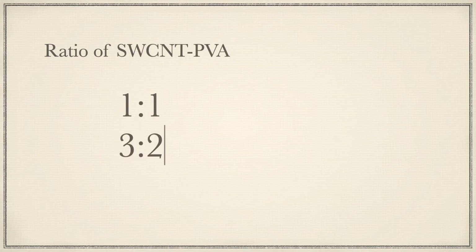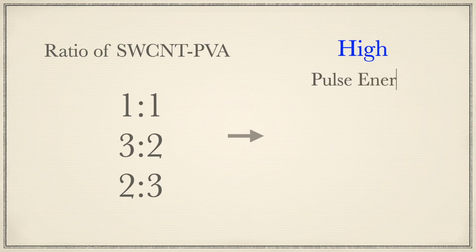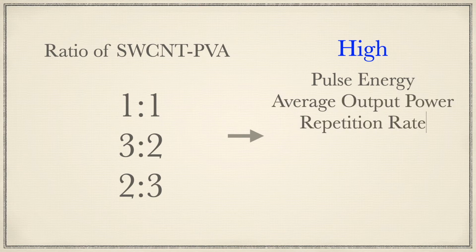The experiment is repeated with three different ratios of SWCNT-PVA, which are 1:1, 2:3, and 3:2, to investigate the best ratio to achieve high pulse energy, output power, and repetition rate, but short pulse width, within the range of pump power which provides a stable wavelength.